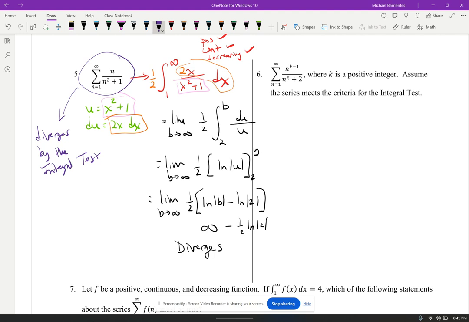However, if the integral converges, it doesn't necessarily mean that the infinite series converges to that same value. Okay, number 6. I am taking the infinite series from 1 to infinity of n to the k minus 1 over n to the k plus 2, where k is some positive integer. I don't know what it is, but it's some positive integer. Assume the series meets the criteria for the integral test.